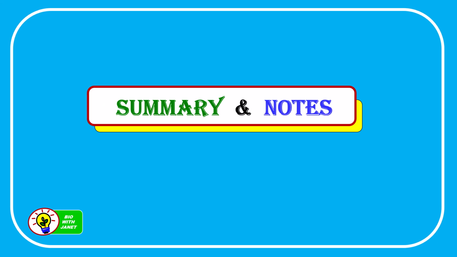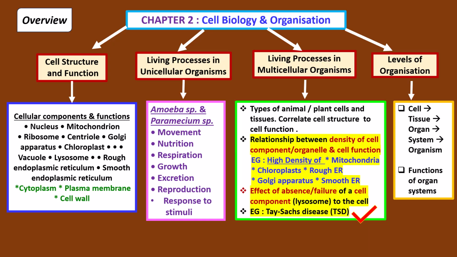First of all, let's look at the summary. Let's look at an overview of this chapter 2, cell biology and organization. In the first few videos, we have discussed the cell structure and function. We discussed the structure of the cellular components, including the organelles and the functions. The ones in black here are all the organelles, and other cellular components which are not organelles are the cytoplasm, plasma membrane, and cell wall. So you have to know the functions of all these organelles and other cellular components.